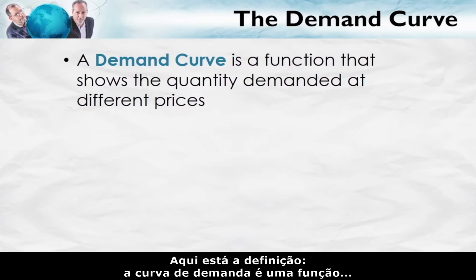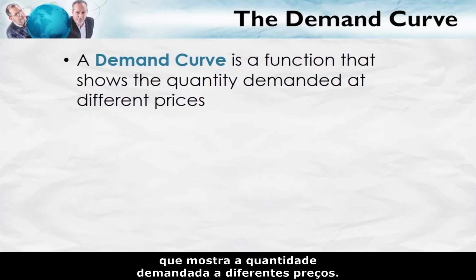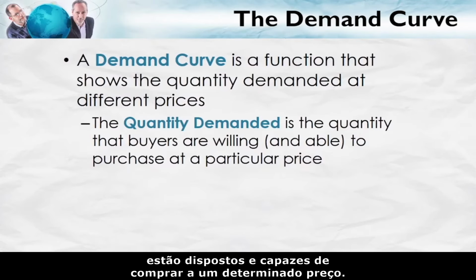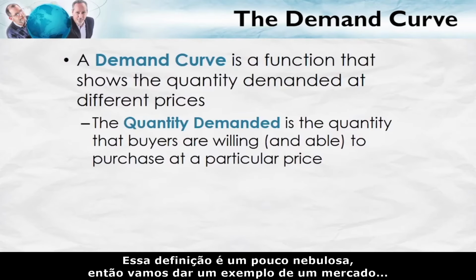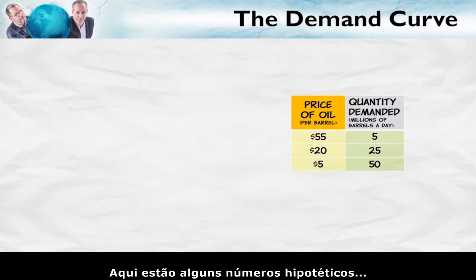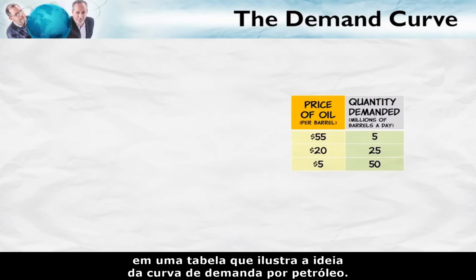Here's a definition. A demand curve is a function that shows the quantity demanded at different prices. By quantity demanded, we mean the quantity that buyers are willing and able to purchase at a particular price. That's a little bit mysterious, so let's give an example of a market and then show the demand curve in that market. Here are some hypothetical numbers in a table which illustrate the idea of the demand curve for oil.